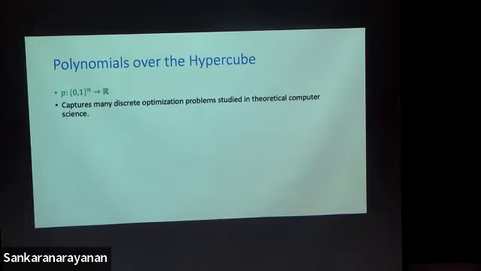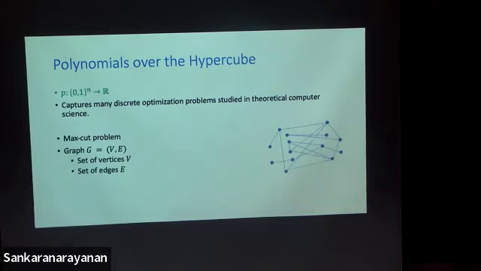Let's look at some examples. One of the very well studied problems in theoretical computer science is to compute the maximum cut of a graph. So what does that mean? A graph is given by a set of vertices and a set of edges. You can pictorially think of it like this: all these red dots here are the vertices, and the line segments joining any two of these dots are the edges.